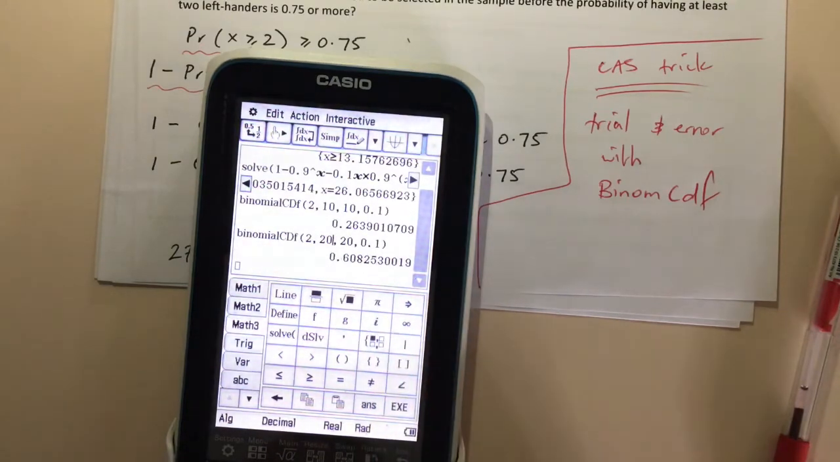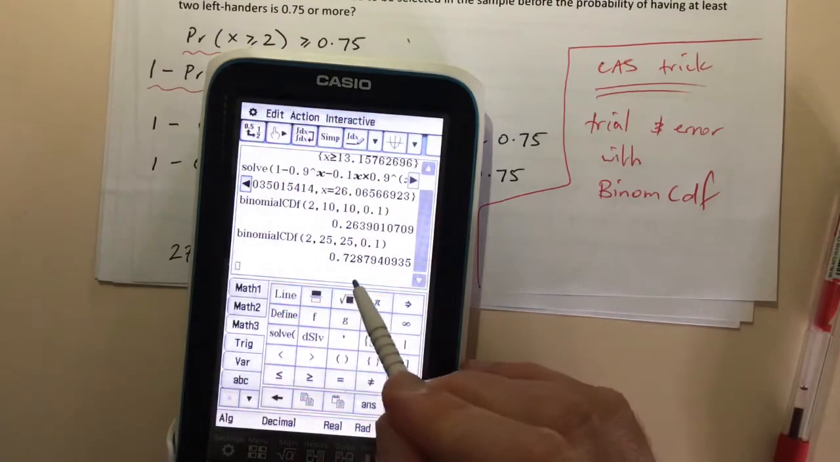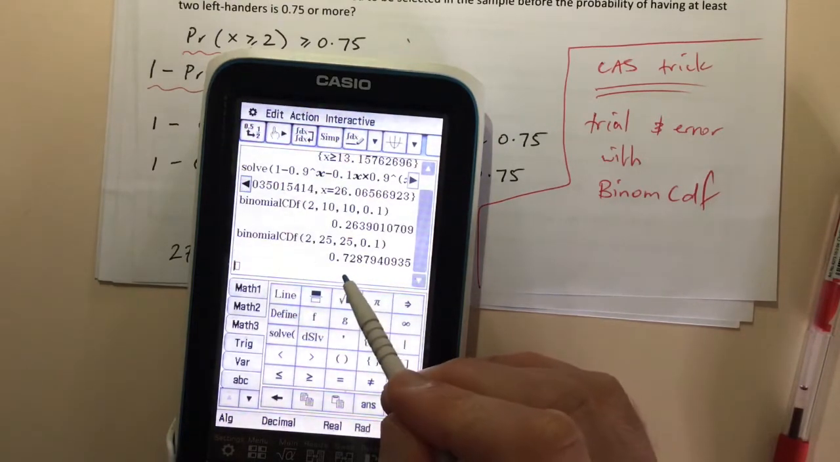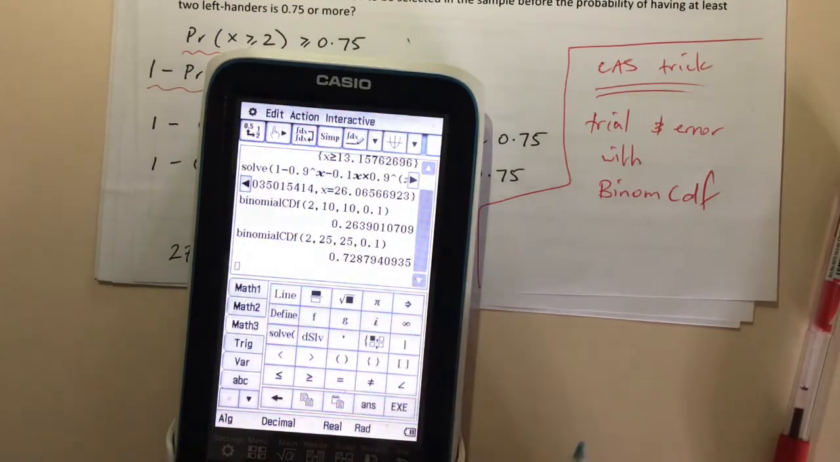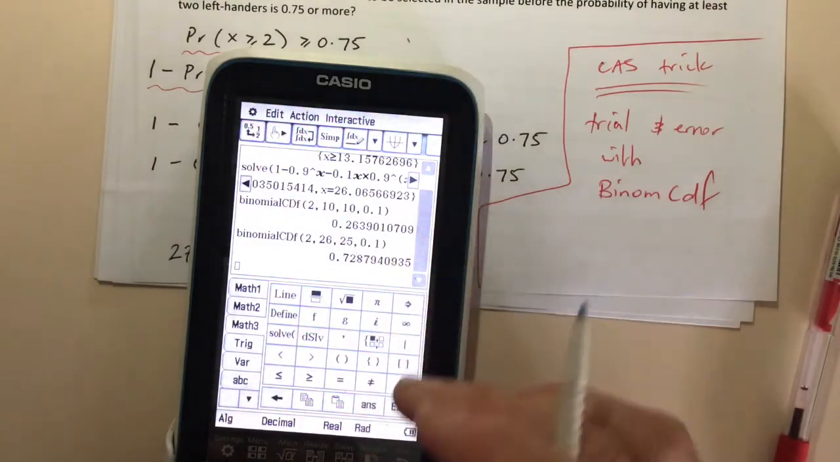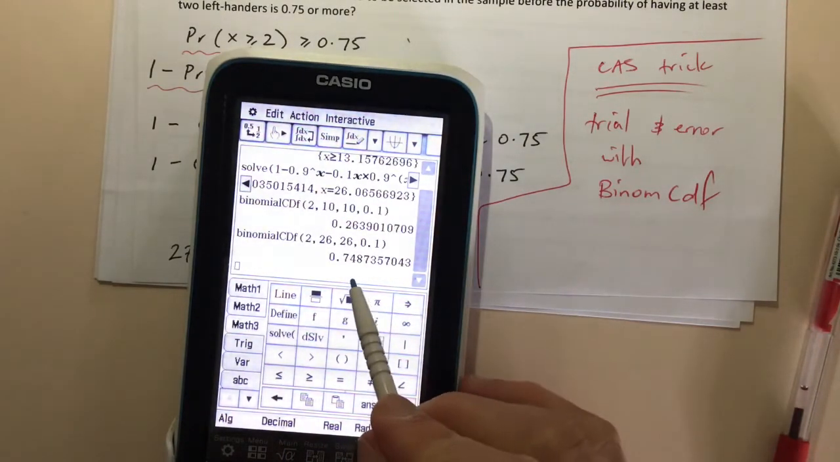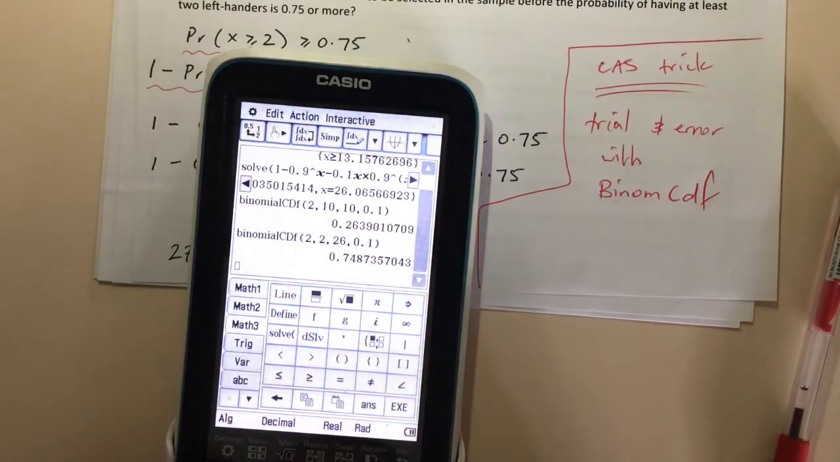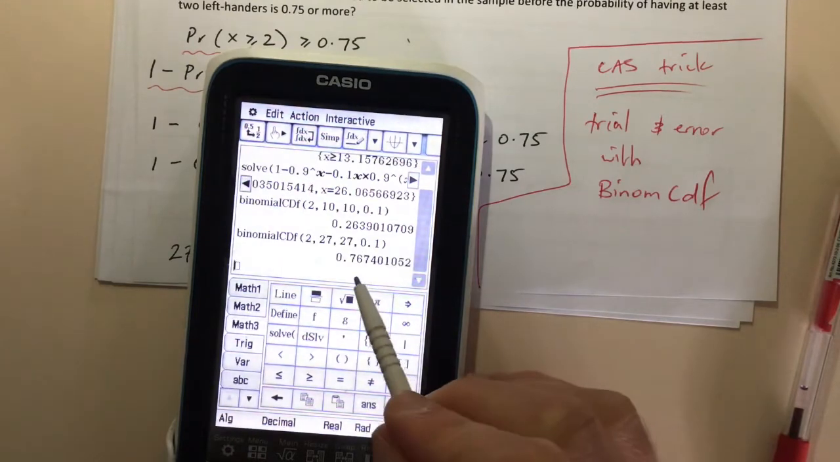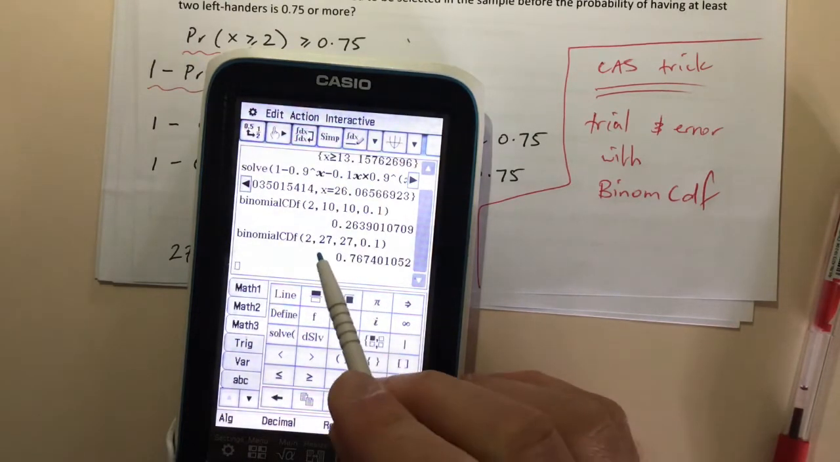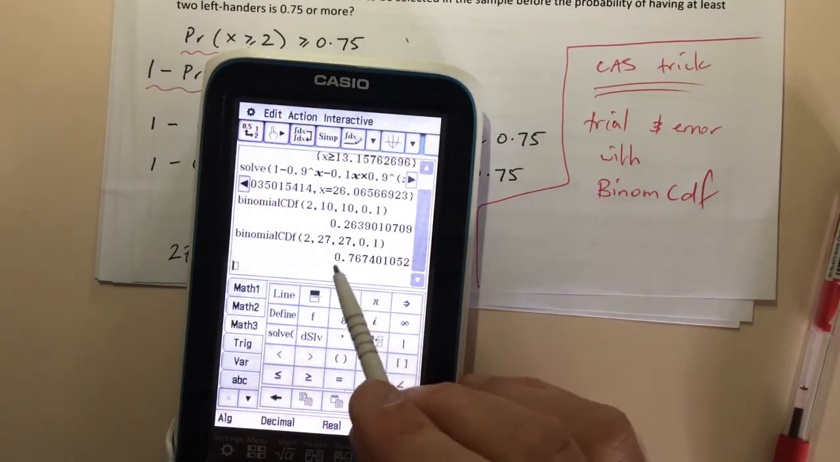And then I might go 25. Okay, 0.728. So I'm getting really close. Remember, it needs to get over 0.75. So you can see how this is just a trial and error method. Once you get pretty close, you might just go up by 1. So if the sample size is 26, I'm almost there, but not quite. If the sample size is 27, we get over the 0.75. So that's the first whole number that gives us the probability that's greater than 0.75.